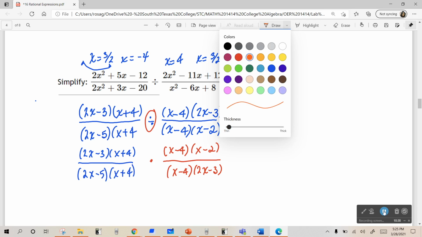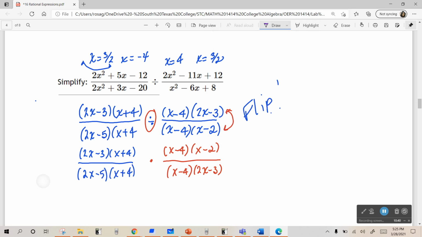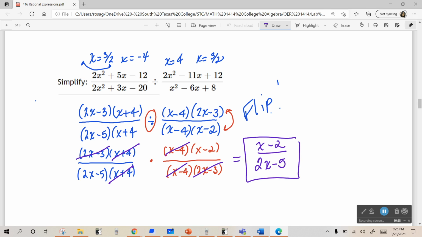So now I can cancel stuff like the x plus 4s, the x minus 4, the 2x minus 3, and that's it. So then my final answer is x minus 2 on top and 2x minus 5 in the bottom. So it's very similar to the multiplication we just did before, but you do have to do that flip on the second fraction before you cancel anything. And that's important because it will mess up your answer if you don't.